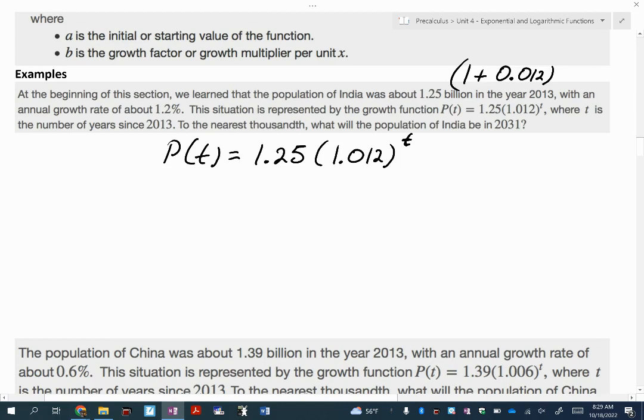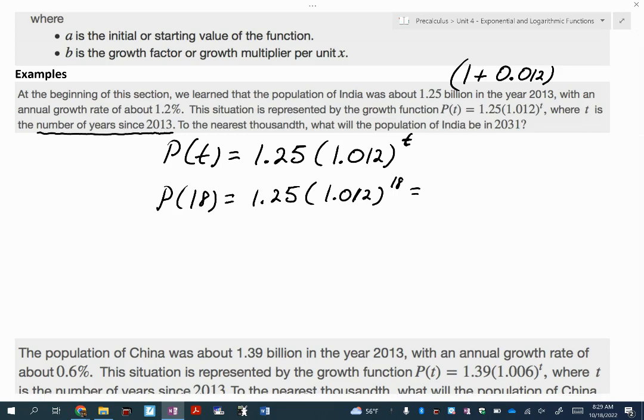All right, so since it says years since 2013, right, that would mean 18 years from now is 2031. So I'm going to plug in 18. So 1.012 raised to the 18th power. I'm going to go ahead and use my calculator to figure out what this is, and it wants me to round to the nearest thousands place.